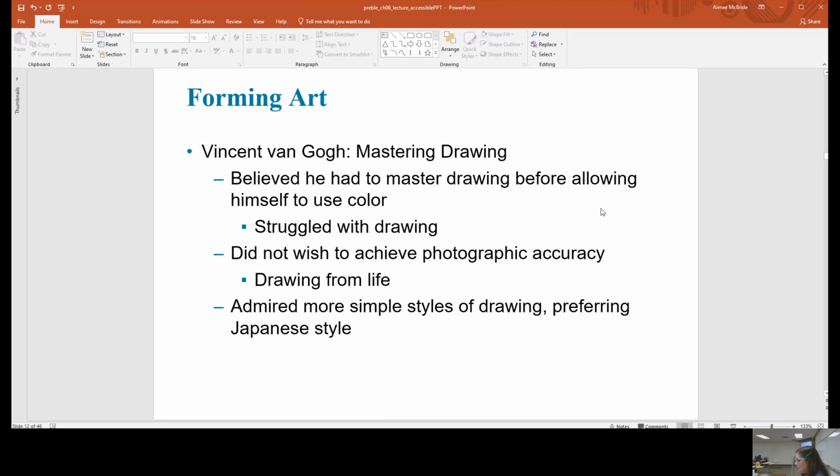He was very fond of Japanese prints, which we'll be talking about next week. But they're very plain, basic, quite flat even. And he would copy that with his paintings as well. And we're going to look at some of his paintings next week too, that were inspired by some of those Japanese prints.